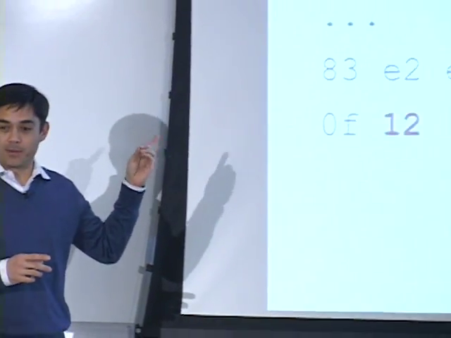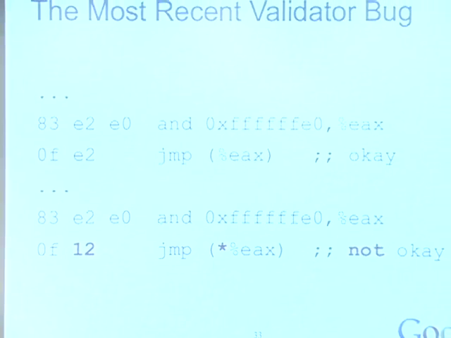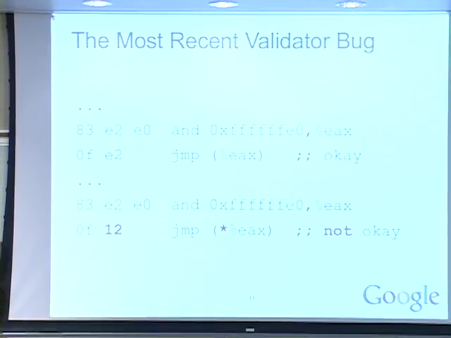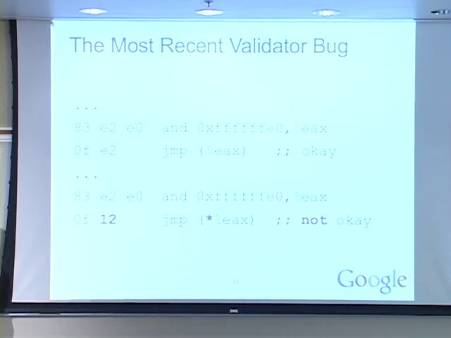Some notes on the instruction set and binary interface restrictions. I wanted to share with you the most recent validator bug. This was actually found by the guy who goes by the name of Defend the Planet. And if you search for him on Google, you'll see he's actually been around for a little while. He found it after our open source release.